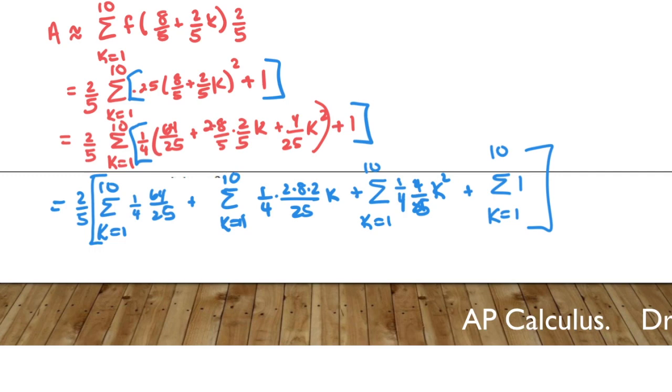All right, now you know what happens next. We need to rewrite this problem so that it only has numbers. We're going to have 2/5 times, now remember, 1 over 4 times 64 over 25. That's just a constant, so we're going to multiply it by 10. Plus, now the next one has all these constants.